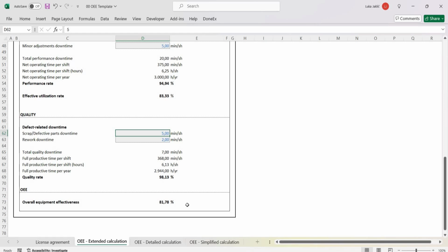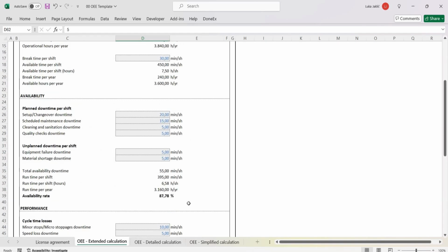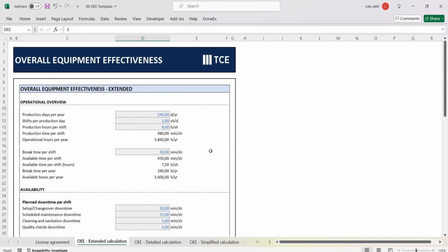In conclusion, calculating overall equipment effectiveness is a powerful way to assess and improve the efficiency of your production process. By breaking down OEE into its three core components, you can pinpoint exactly where losses are occurring and focus your efforts on targeted improvements.